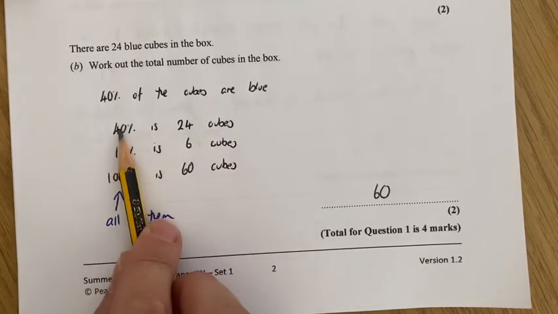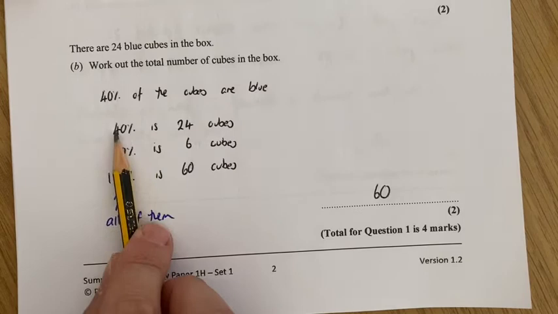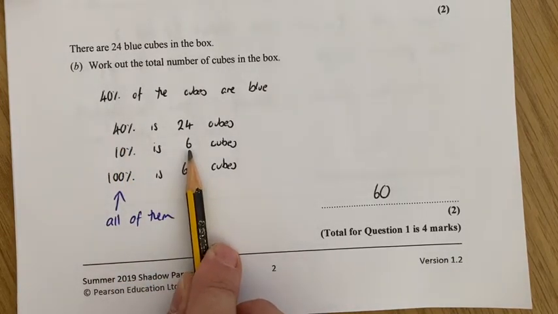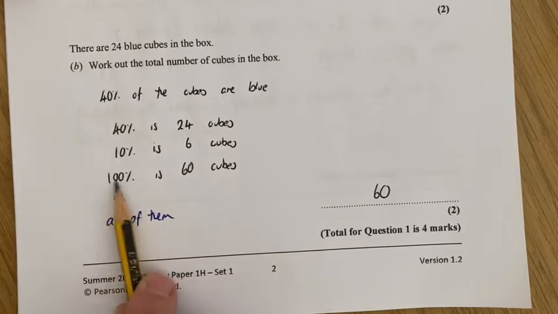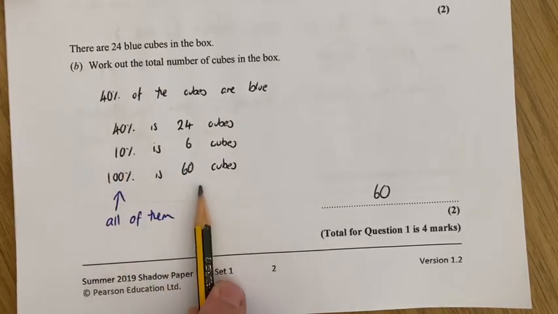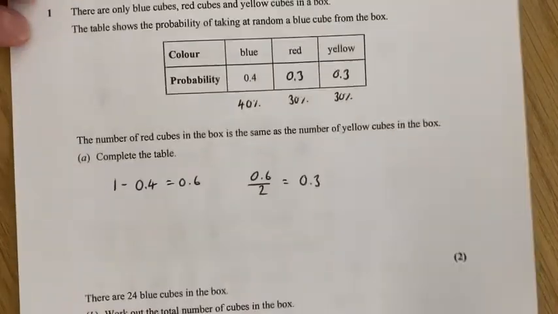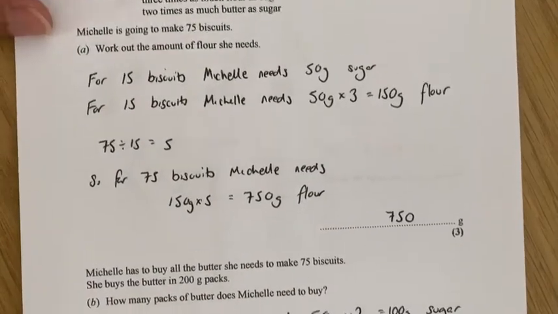And you need to work out what 100% is, because that would be all of them. So I've divided by 4 to find out what 10% is. So 10% is worth 6 cubes. And then multiplied by 10 to find out what 100% is, all of them. So that is 60 cubes, which means there must be 60 cubes in total. Okay, moving on. Question 2.